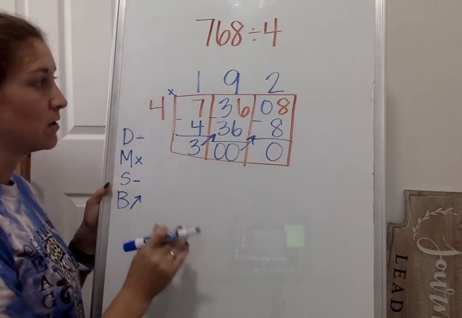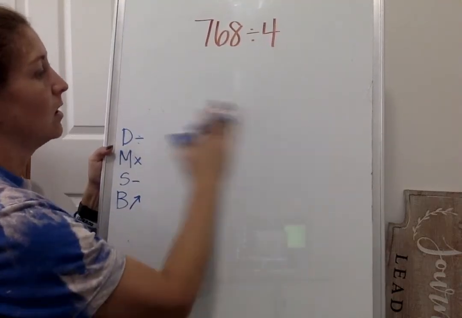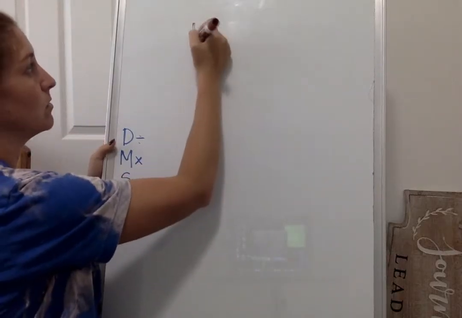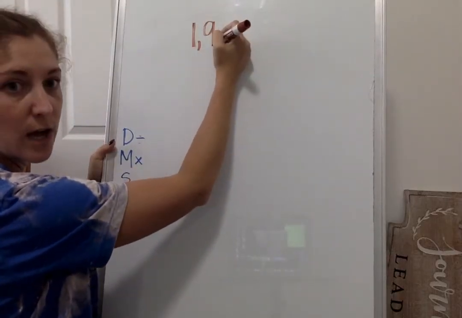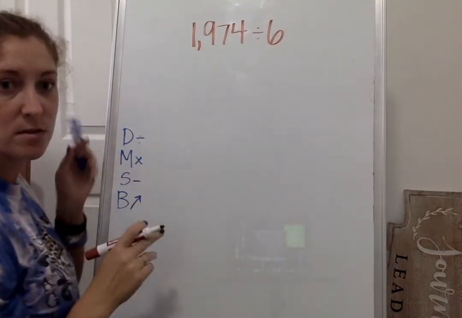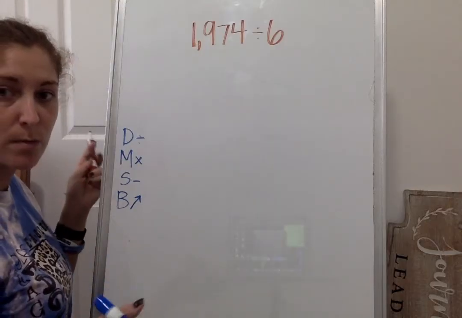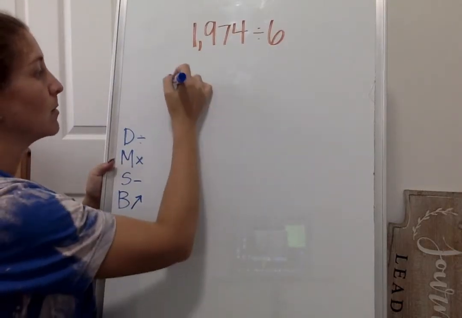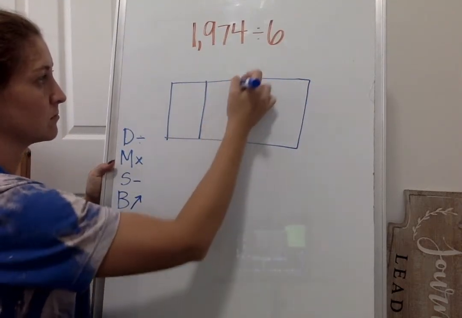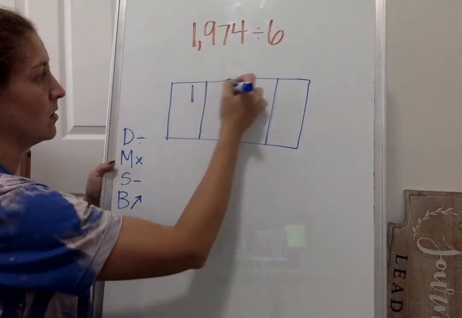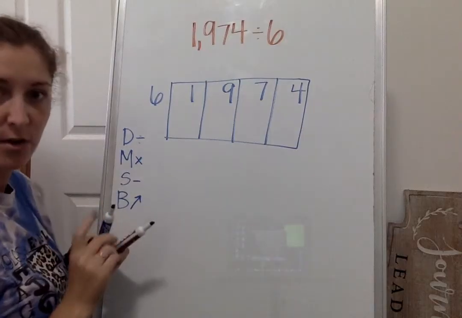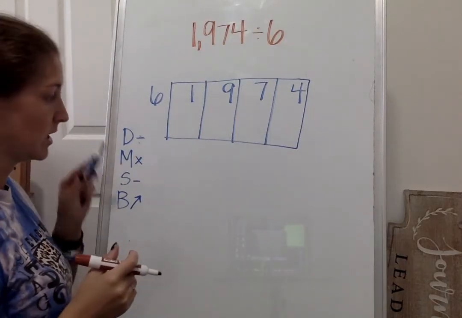All right, so now we're going to look at a different problem. We're going to move up to a 4-digit by a 1-digit. So I'm going to do 1,974 divided by 6. So this time I'm going to solve it using my box method that I just showed you. I'm going to need 4 boxes on the inside. 1,974 is going to go on the inside and 6 is going to go on the outside. I have to start again with my strategy.